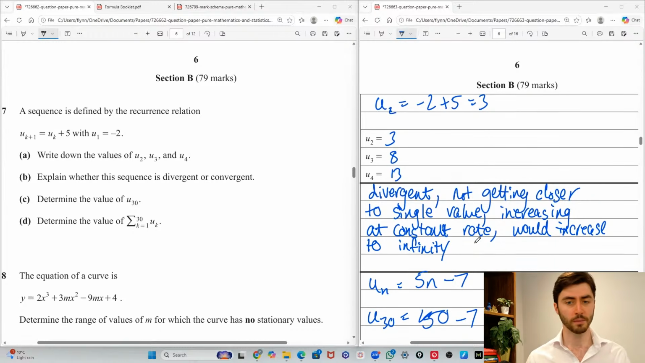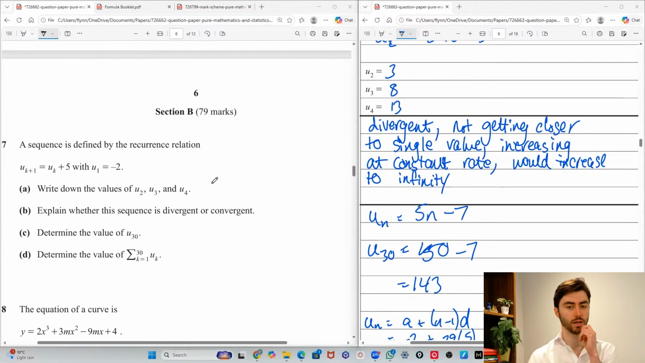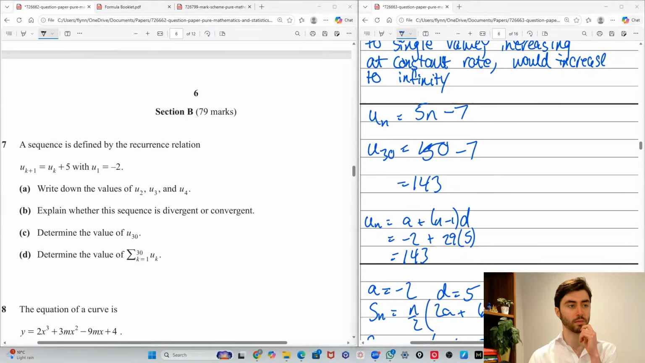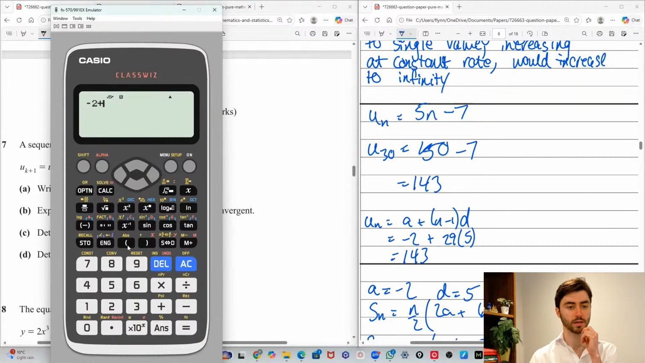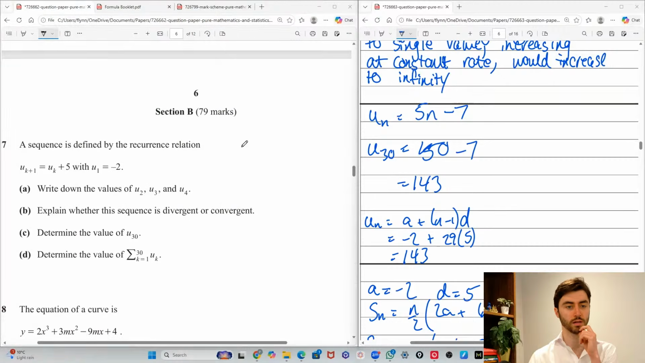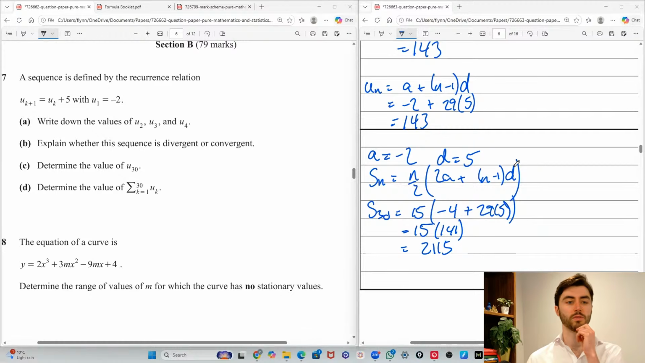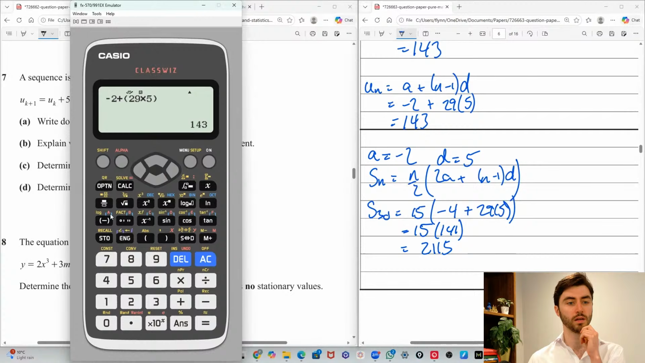Okay, then into section B again. So it is 3, and then 8, and then 13. So they're U30, so A plus, in fact, let me confirm it that second way. So it was A plus N minus 1D. 143, good. Determine the value of the sum to 30. That would be 30 over 2 into 2A and N minus 1D. Yeah, that looks good.